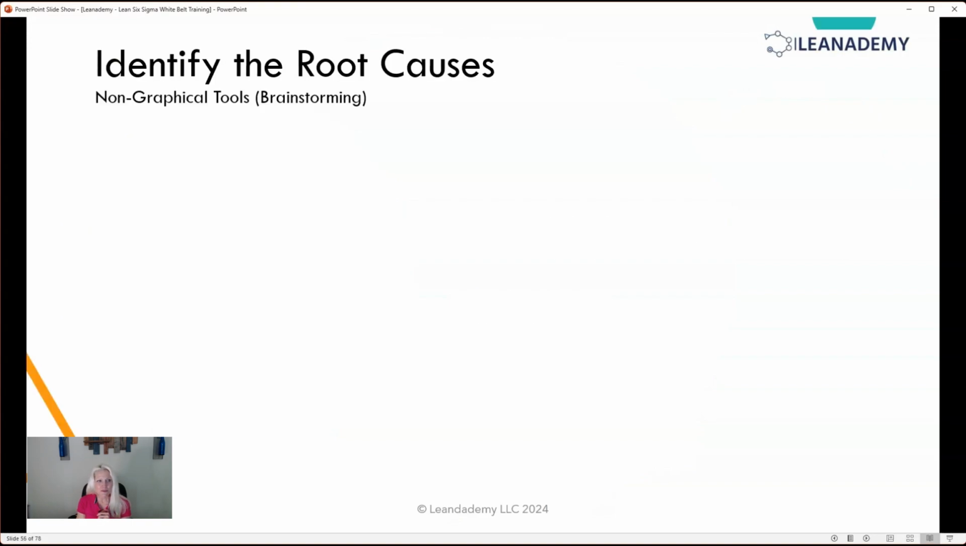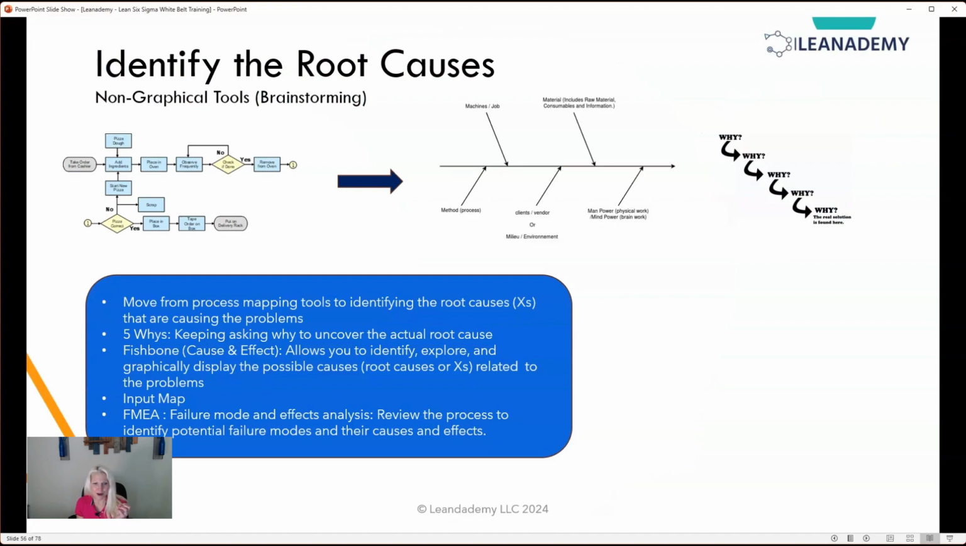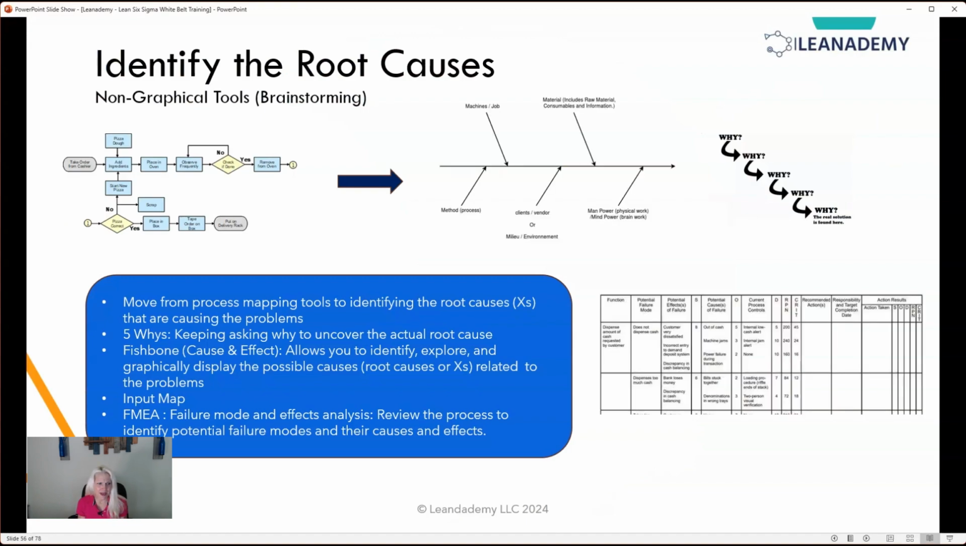So let's talk a little bit about identifying those root causes, right? Non-graphical tools that we can use to help us identify that. And this is where I think about brainstorming. There are many different ways to use brainstorming, but when we start to think about, we did a detailed process map. Now we're going to move into the 5 whys, into a fishbone diagram, or even into an FMEA, right? So we're moving from the process mapping tools to identify the root causes.